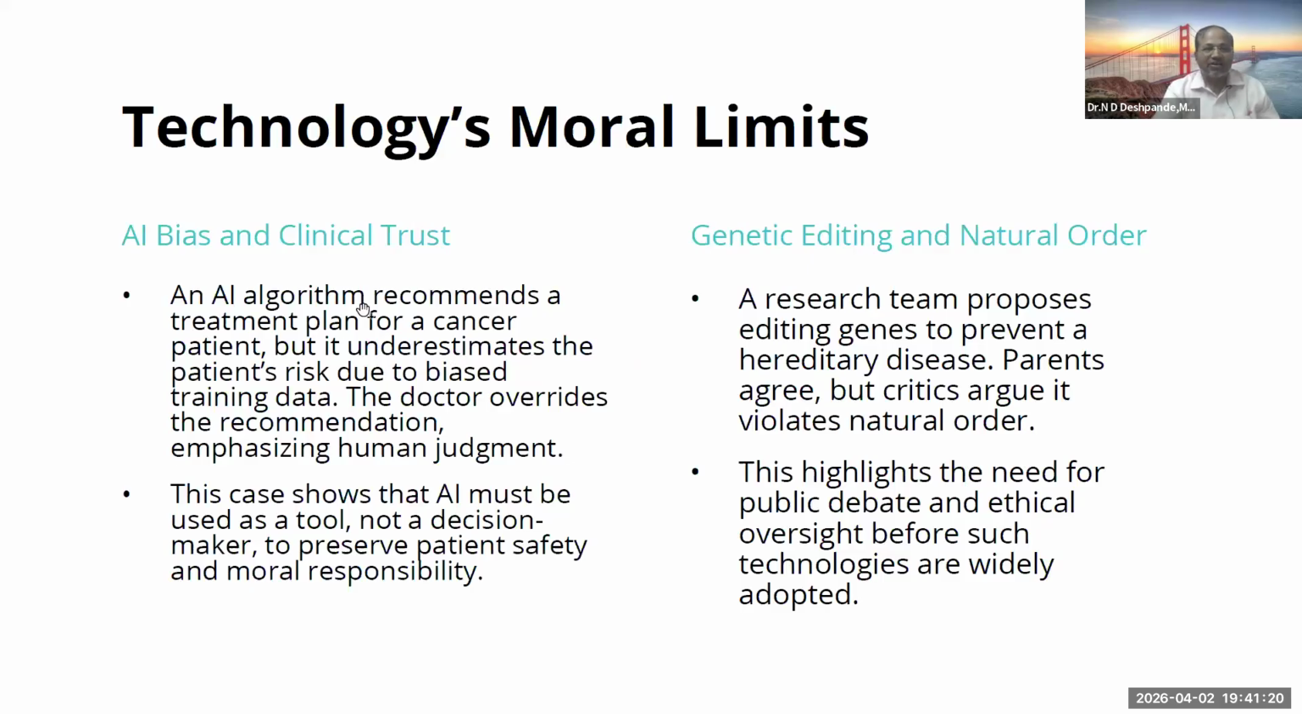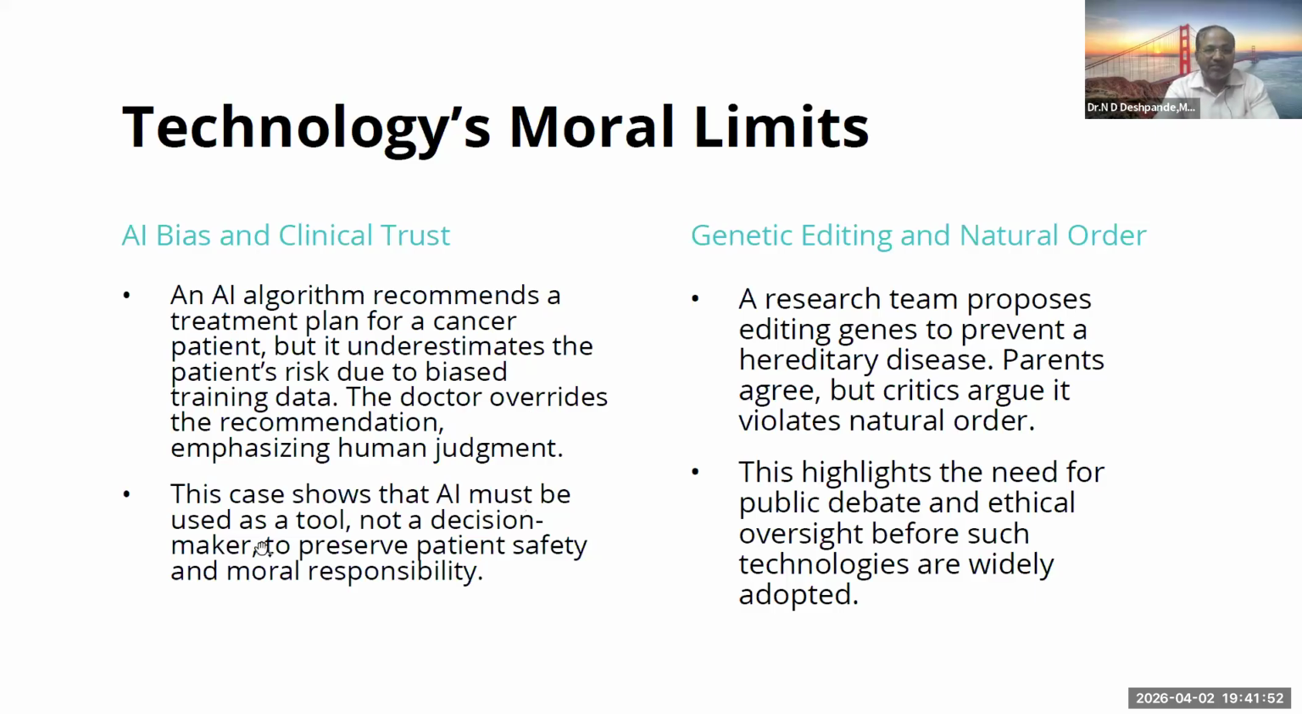For instance, an AI algorithm recommends a treatment plan for a cancer patient. It gives all the solutions, but it underestimates the patient risk. It doesn't know what is going to happen with the patient just because it is an AI algorithm. So the doctor overrides the recommendation, emphasizing human judgment. That's where the human mind has to have emotional balance in such cases, whether to listen to what the AI algorithm is saying, or to override the recommendation, emphasizing human judgment wherever possible.